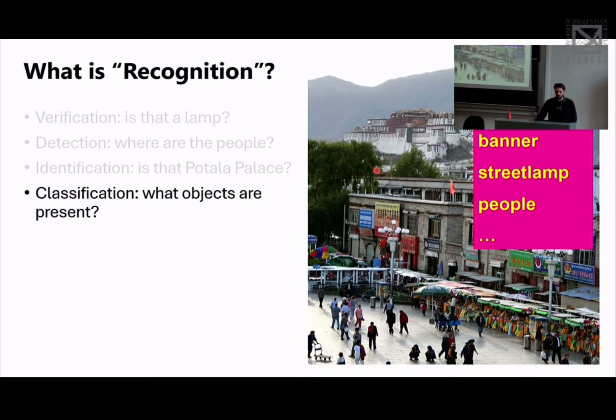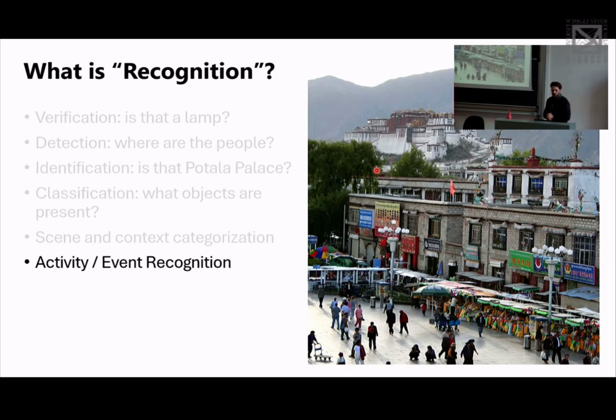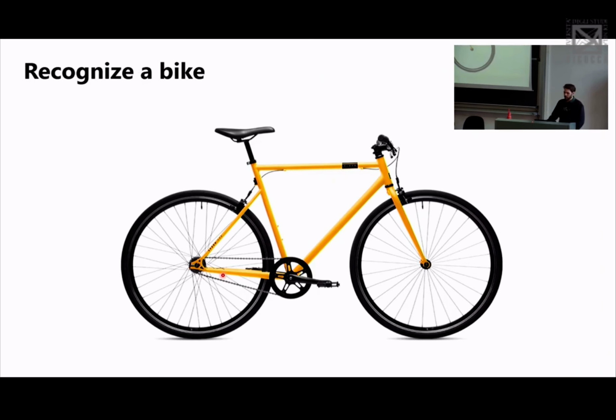Or you could ask what objects are present, lots of them, or you could do a categorization where this is an outdoor image of a city. And you could also do an activity or event recognition. That means, I don't know, like the Sunday stroll or whatever. So these are all related but different tasks. And let's see what the intrinsic difficulties are in doing these tasks with images.